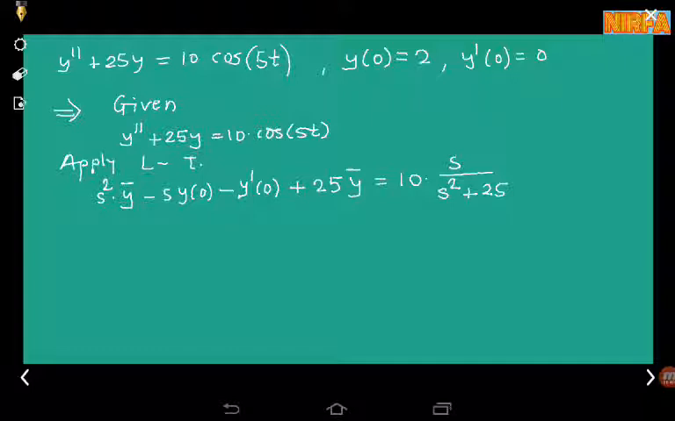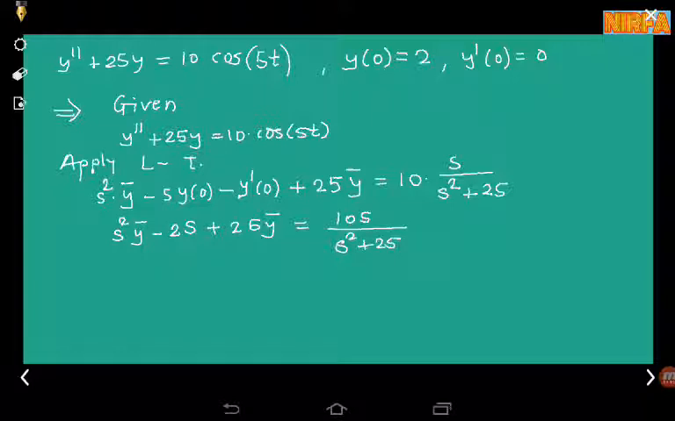All right, let us put y of 0, which is 2, here, and y dash 0 is 0, we will put that here. So this equation will look something like this: s square y bar minus 2s, because y of 0 is 2 and y dash 0 is 0, and this is plus 25y bar is equal to 10 times s upon s square plus 25.